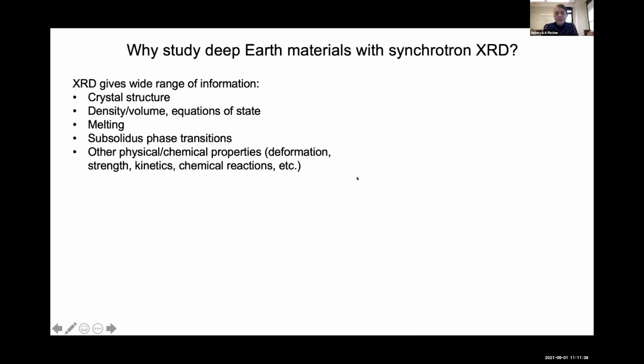Okay, so why do we study deep earth materials with synchrotron X-ray diffraction? As most of you probably know, it can give us a wide range of information, things like crystal structure, density or volume, which we can turn into equations of state, information about melting and subsolidus phase transitions, and a variety of other physical and chemical properties like deformation, strength, kinetics, chemical reactions, etc.